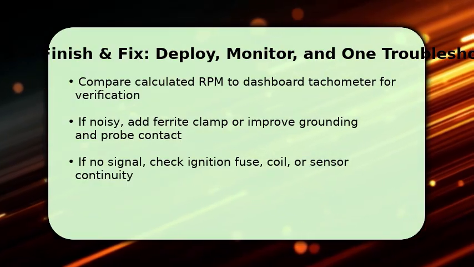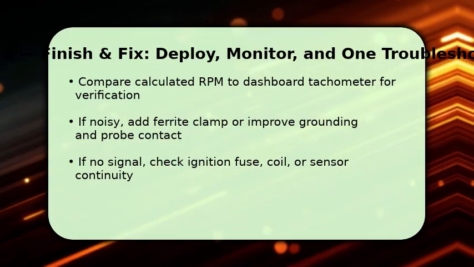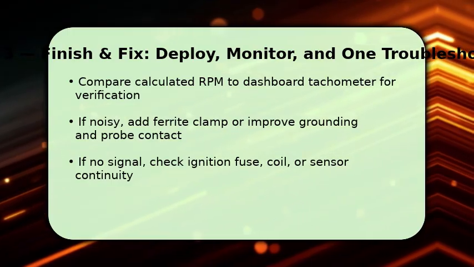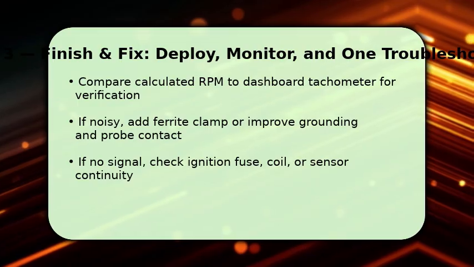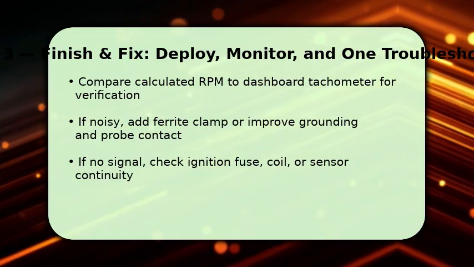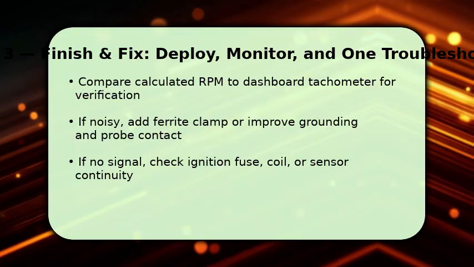Small differences are normal, but large ones indicate measurement or sensor issues. If readings are noisy, make sure grounding is solid, shorten lead lengths, or add a ferrite clamp. Electrical noise often distorts results.